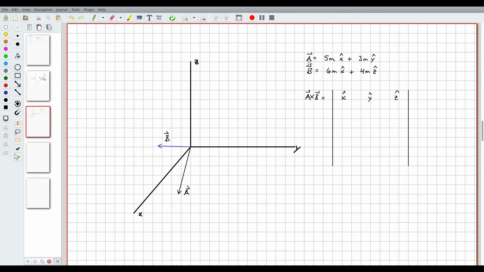So, A is 5 meters along the x direction. You put it in that column. 3 meters in the y direction, and has no z component. B is 6 meters in the x direction. It has no y component, but it is 4 meters in the z direction. So, here's how we carry this out.